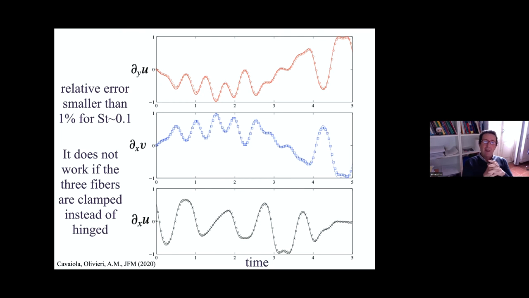And this is the reconstruction of the three components of the gradient. As you see, they're almost indistinguishable with respect to what you know exactly, because this is a chaotic flow and you know the gradient analytically.